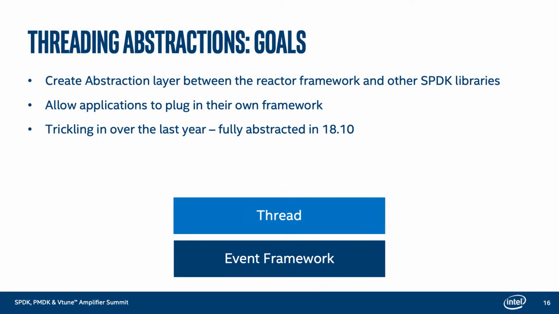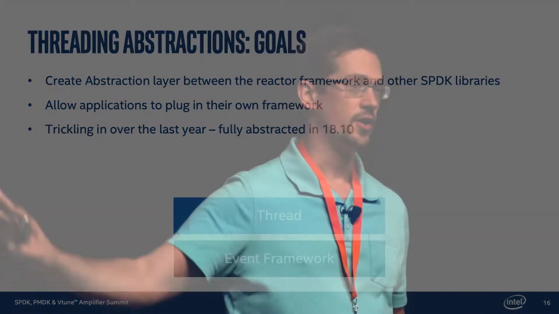OK, so the way we're going to do all of this, or have been doing this, is in a multi-step process that started to happen in the middle of last year and has continued to happen even up until the latest release and will continue. The first step was to create an abstraction layer between our reactor framework, our event library, and the other SPDK code that we want to separate from that.